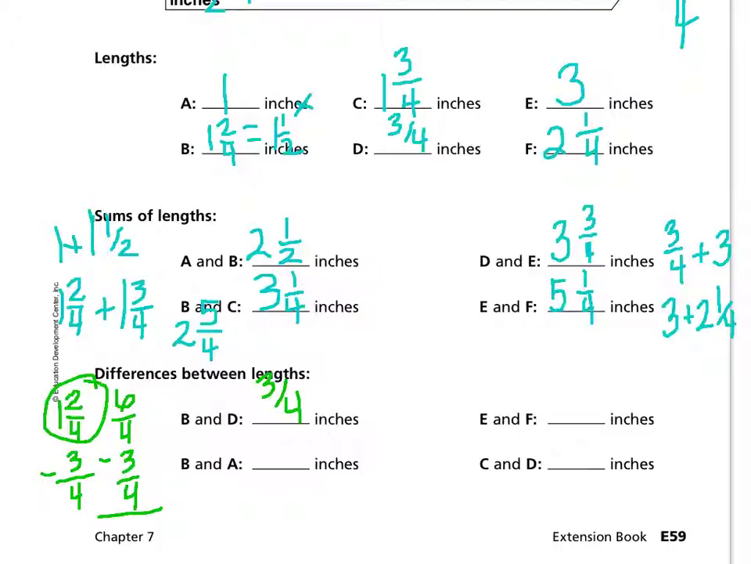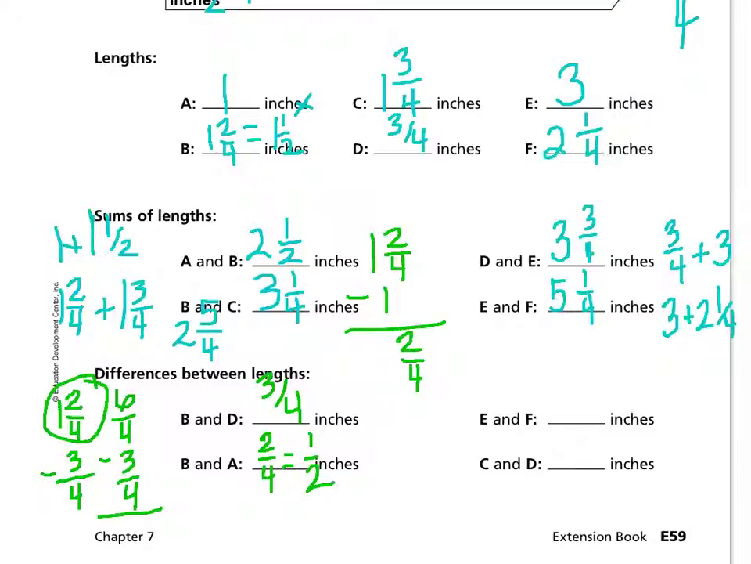B minus A, so I have 1 2/4 minus 1. And I can subtract the whole numbers. 1 minus 1 would be 0, and then 2/4 minus nothing is just 2/4. And I know 2/4 is equal to 1/2.